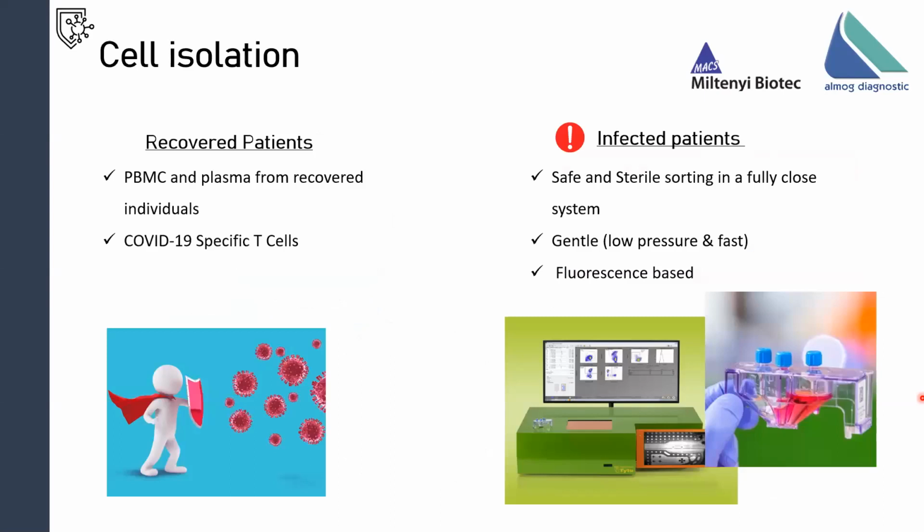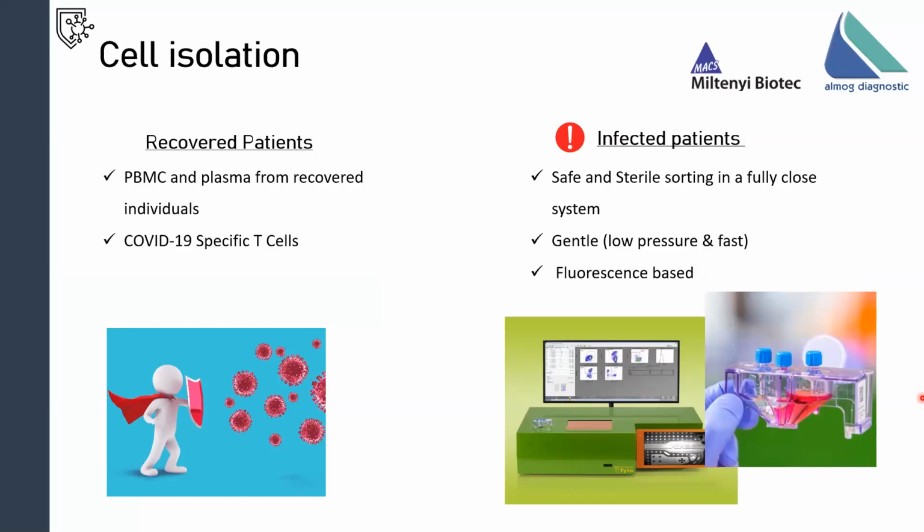So, as for the first topic, the cell isolation. Here, we want to distinguish between two kinds of samples. One, samples from recovered patients. They can be either PBMC or plasma from a recovered individual. They can also be COVID-specific T cells. Now, if your samples are infected samples and are very high risk to use, then you need to consider a BSL-2 environment.